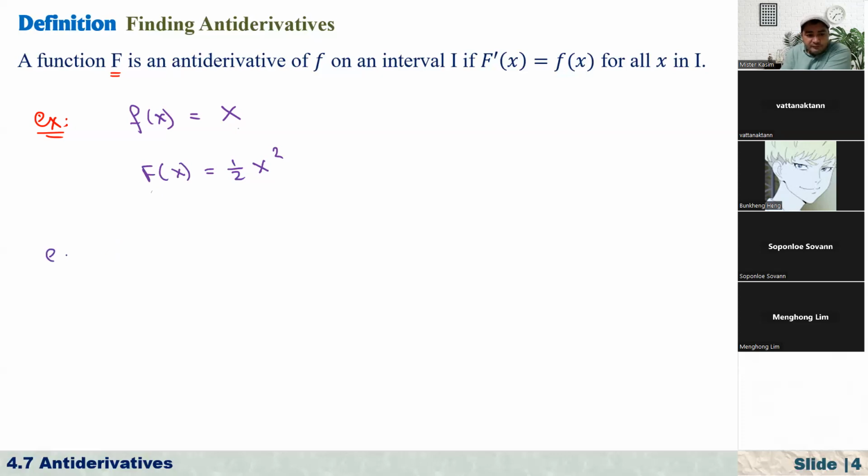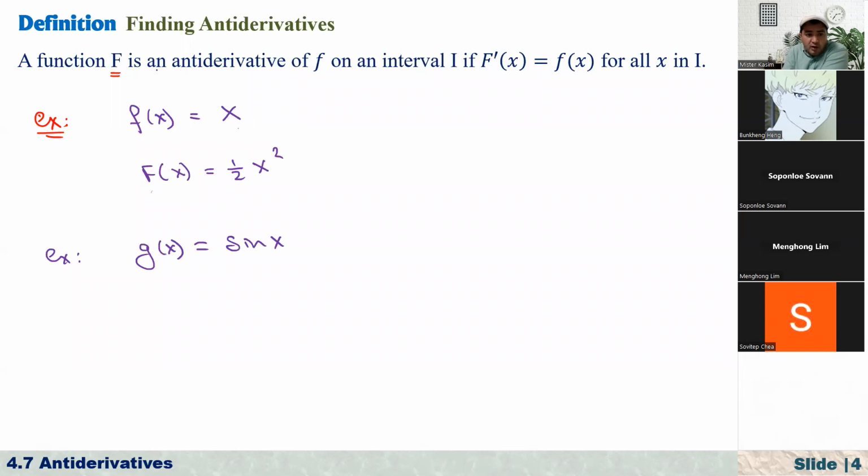Another example, let's say g of x is equal to sine of x, right? So then if I ask what is an antiderivative of g, meaning one of the antiderivatives, let me just label this by capital G of x. That means what function's derivative is sine of x, that is minus cosine of x. Also, you can add some constant, it doesn't matter. Since they're asking us for one of them, I'm just giving them the simplest one.